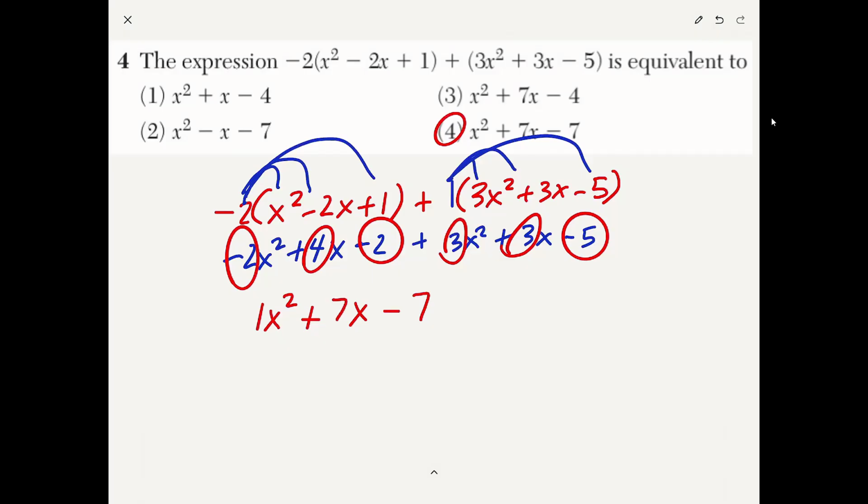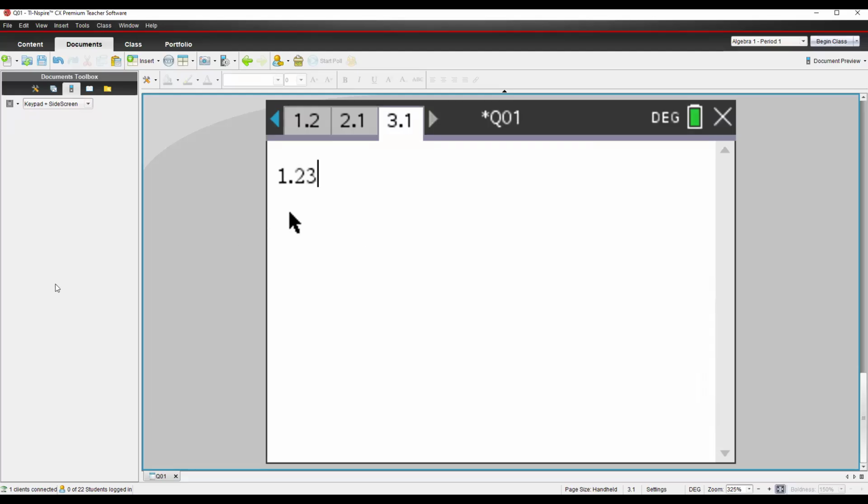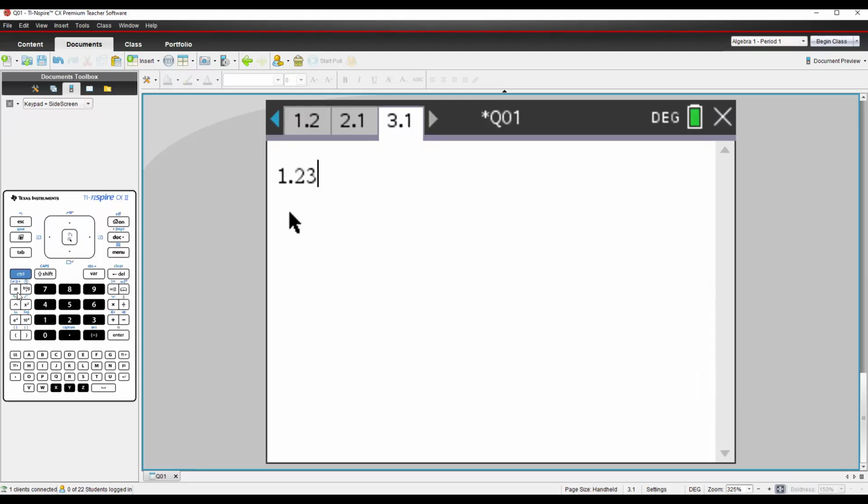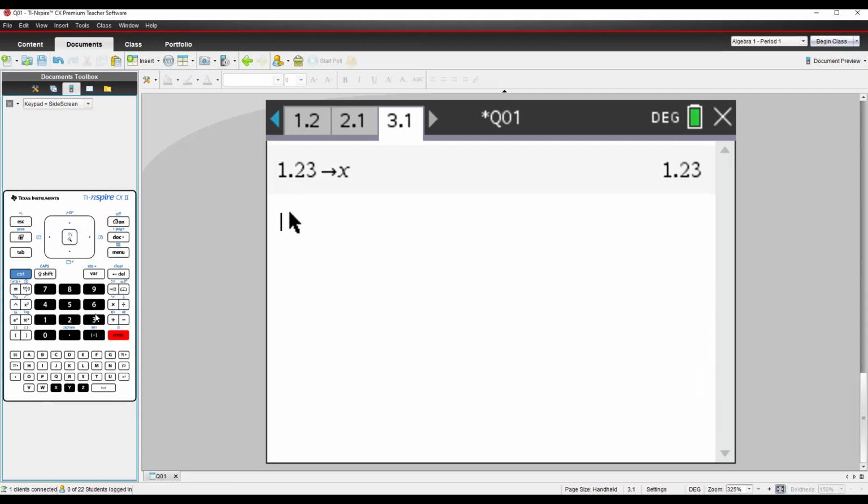So I'm going to go here. Let me put this up on the screen. I want this to be full. And now I'm just going to store a number for X. I'm going to use 1.23. That's one of my go-to answers. And then I'm going to do control variable, and I'm going to store it into X. Boom, done. And now I'm going to type in the original expression.